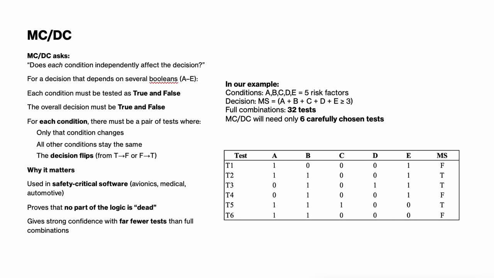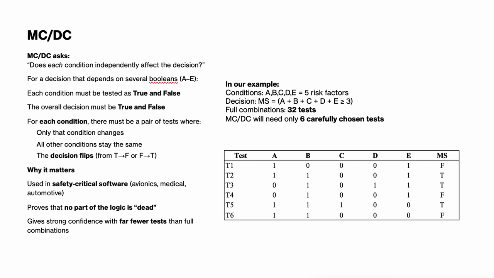If we tested every possible outcome of A through E, that would give us what we had before, which is 2 to the power of 5, with 2 being the Boolean and 5 being the number of conditions we have, which gave us 32 tests. Instead, using MCDC, we can get the same logical assurance with just 6 carefully chosen tests, which you can see in the table at the bottom right. For this example, I literally just asked ChatGPT to spit out a set of tests that would satisfy MCDC for my 5 conditions.